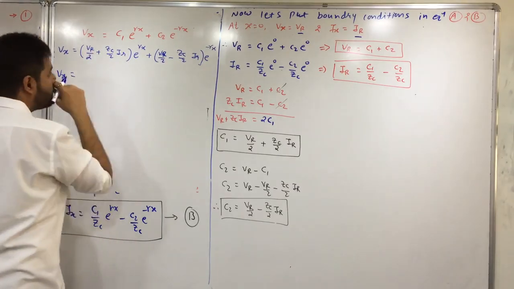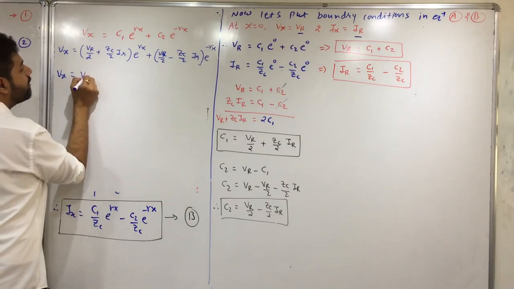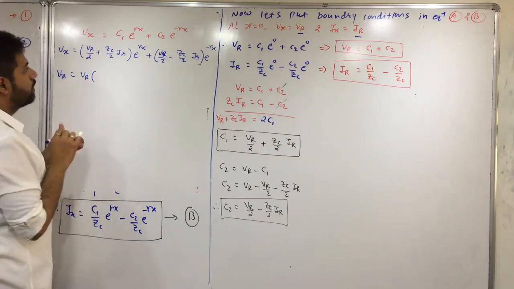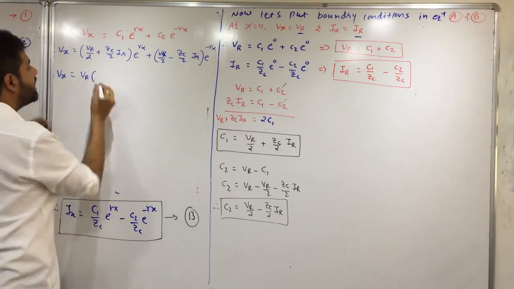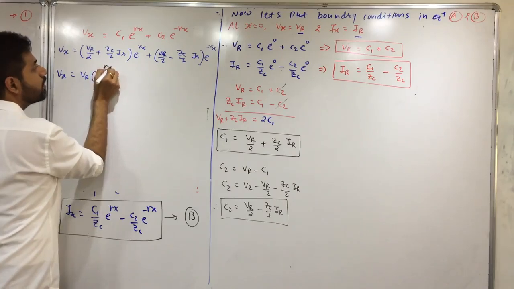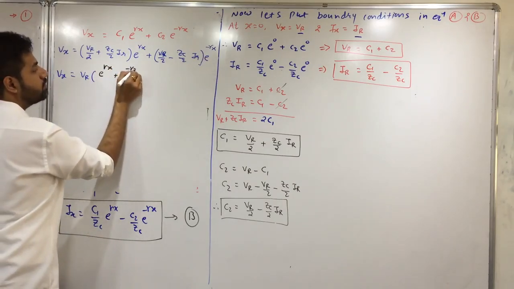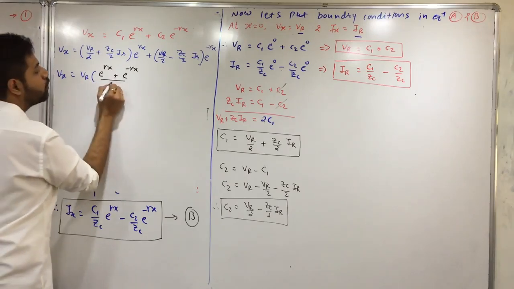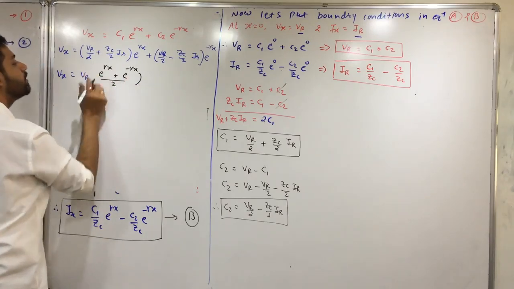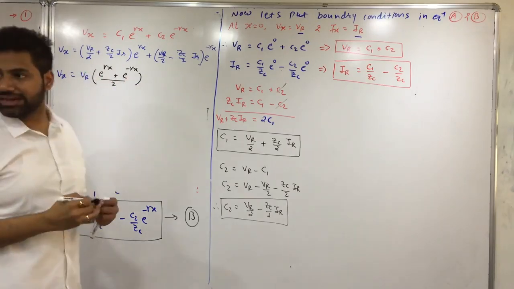So I can say that it is VR, if I take it common first, okay. So what is being multiplied with it? e raised to gamma x and e raised to minus gamma x, divided by 2. It was divided by 2, so here I am going to put divided by 2. Is it clear? Is it clear? Did you understand or not?